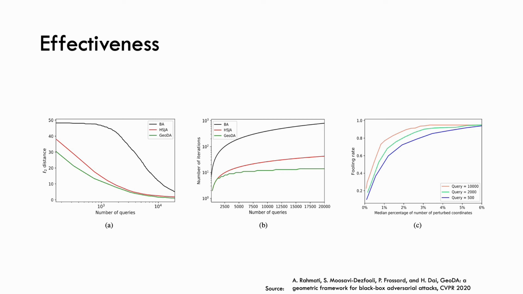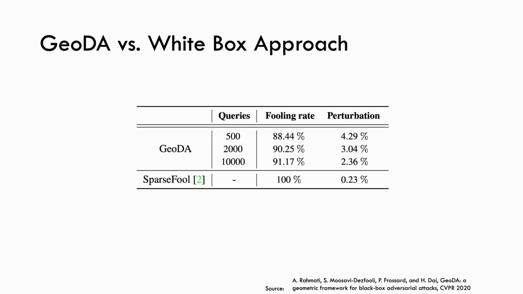Figure C, on the other hand, shows the fooling rate versus the sparsity of the perturbed pixel coordinates for sparse GeoDA for 3 levels of queries. This shows that no matter how many queries requested, sparse GeoDA converges to roughly the same fooling rate after perturbing approximately 6% of the pixel coordinates. Finally, the authors compared the performance of sparse GeoDA against SparseFool, a state-of-the-art white box sparsity attack. While sparse GeoDA doesn't achieve the same level of success as SparseFool, it manages to come close given a significantly more constrained set of information.